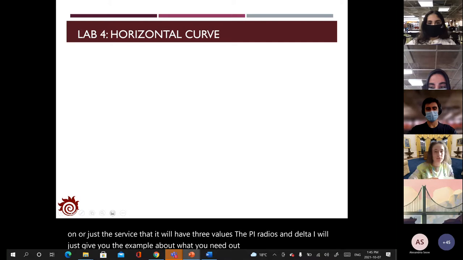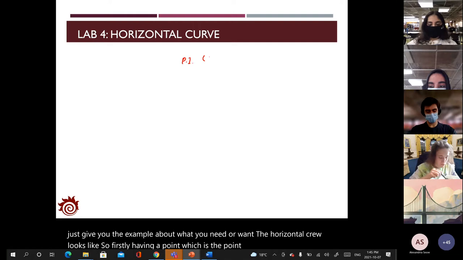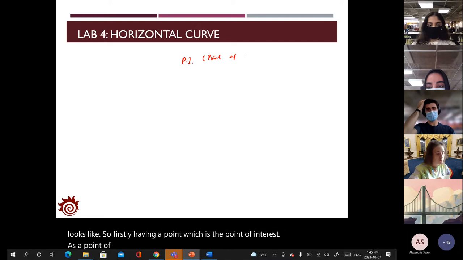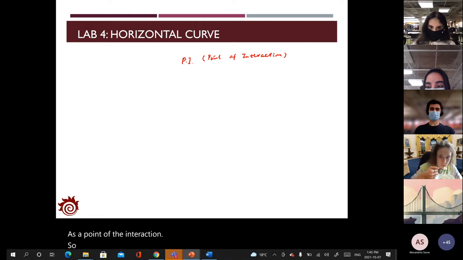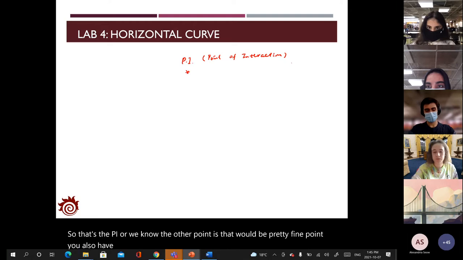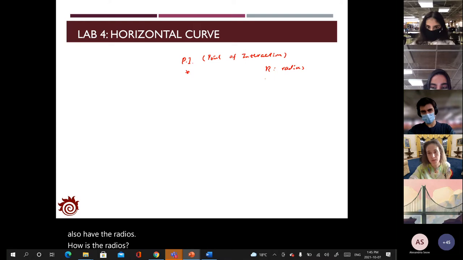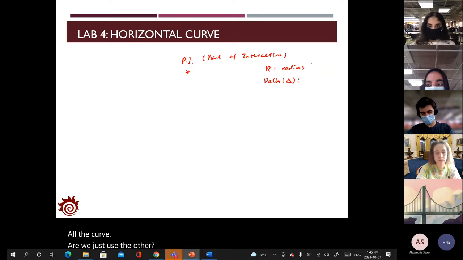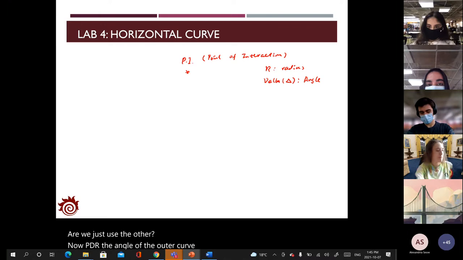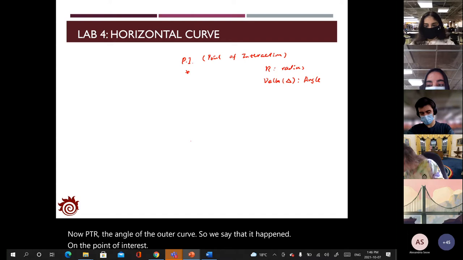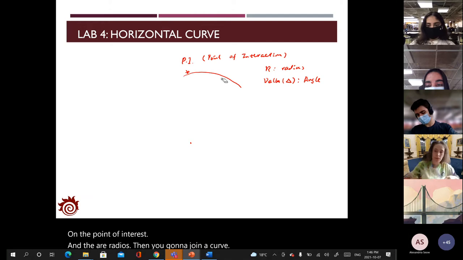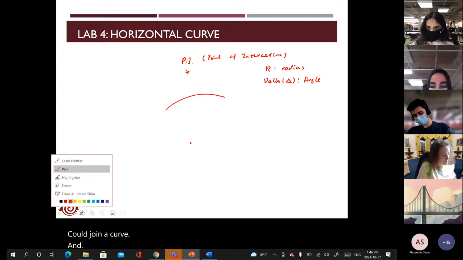I will give you an example of what the horizontal curve looks like. First you have the point of interest, the point of intersection. That's the PI. We know where the point is; it is a predefined point. You also have the radius, R, the radius of the curve, and delta, the angle of the curve. Say that you have the point of interest and you know the radius. Then you draw a curve, and this curve should satisfy several conditions.